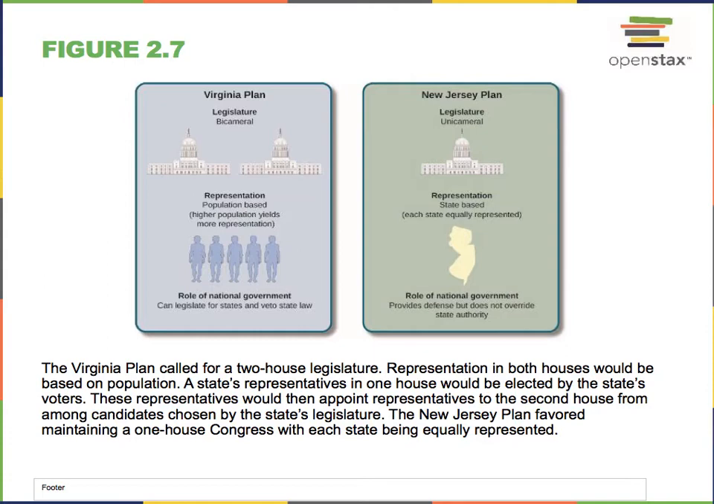The New Jersey plan favored a one-house Congress in which each state was equally represented. That sounds a little bit like the Senate, but they didn't get the part about the one-house Congress. We have a two-house Congress. So you're starting to see some compromise coming together. Now, let's set the tone for population, though.